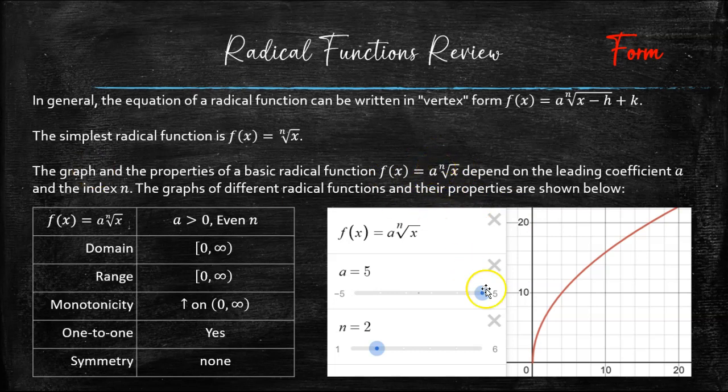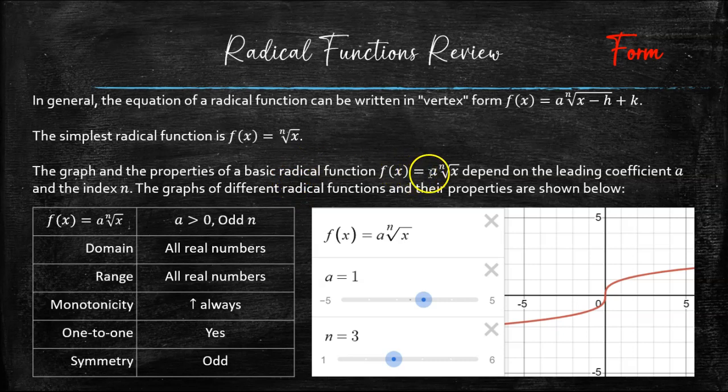So here I have an example of a graph with a positive a and even n. So you see this pattern, it starts at 0, 0 and goes up to the right. If you have odd n but positive a, it doesn't start at 0, 0, but it goes through to the negative bottom left quadrant. So it has this shape right over here.